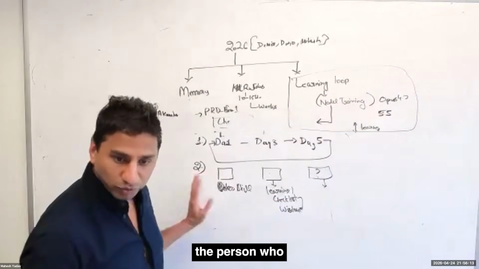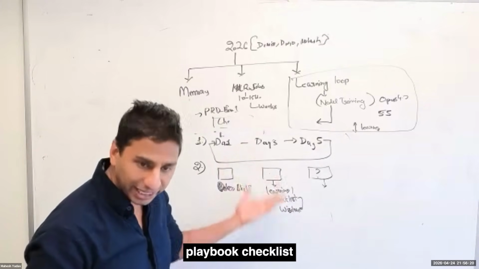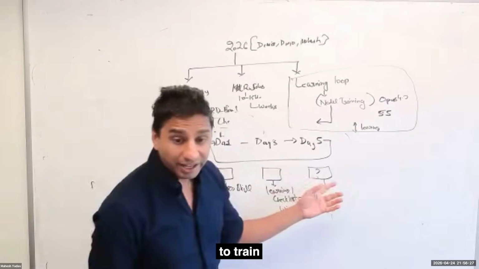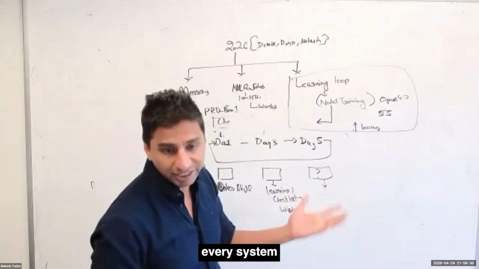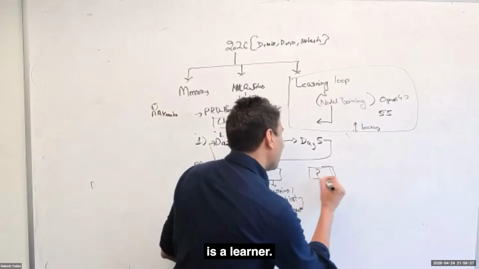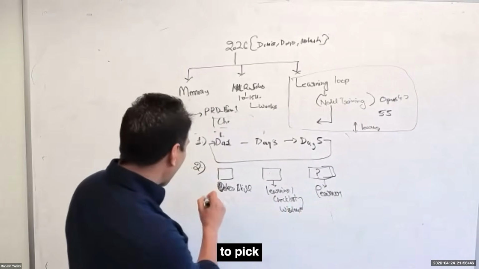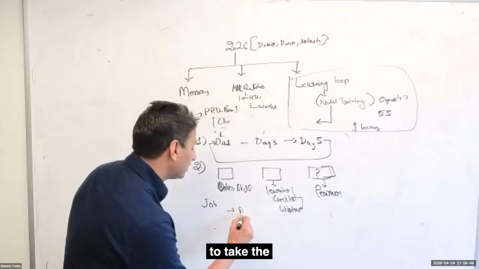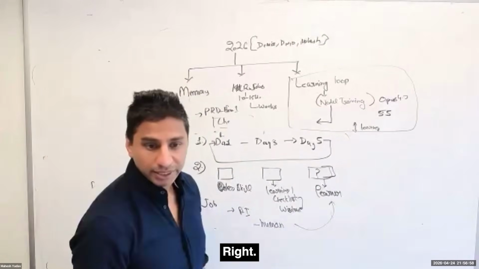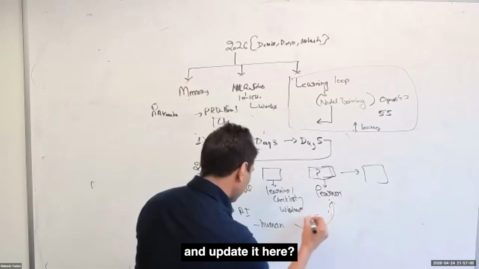We have the skill that reviews the job. We already have wisdom, which is how to do this job, like the playbook, checklist, or wisdom. That's already stored. These two we already have, but it seems like we need a third thing, which is missing today in almost every system you're playing with, like Claude Code or Cowork or anything. And that third thing is a learner. What does the learner do? Every time a job is done, the learner should be able to take the AI copy, then take the human-modified copy, and learn from it, right? If it can learn from it, then should we just go and update it here?